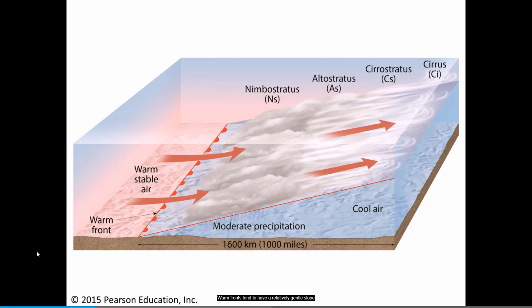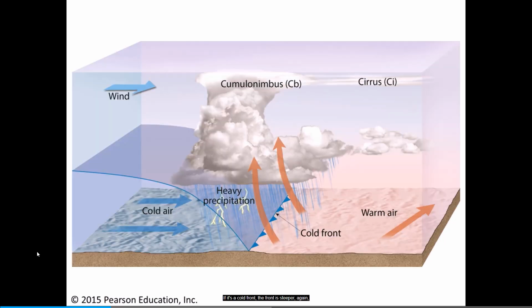Warm fronts tend to have a relatively gentle slope, and you'll see sort of gentle precipitation that occurs over a longer period of time because these things tend to move a little bit slower than cold fronts. If it's a cold front, the front is steeper. Again, the warm air moves up, but it moves up quickly, and that encourages the growth of cumulonimbus thunderhead clouds. Heavy precipitation follows, and these typically move through an area relatively quickly.